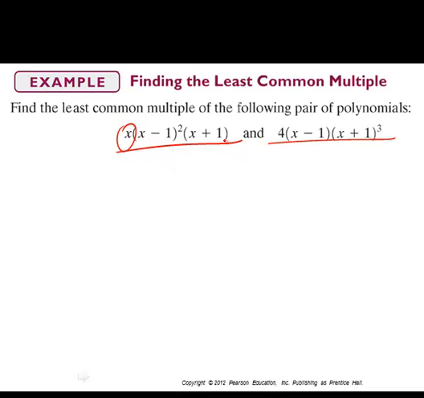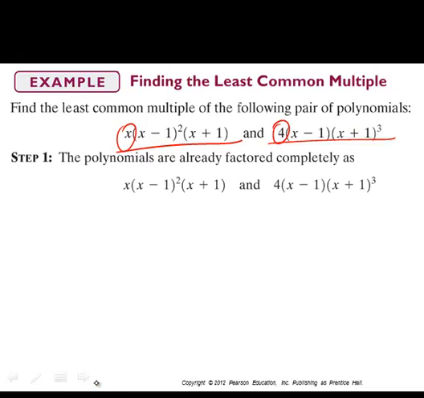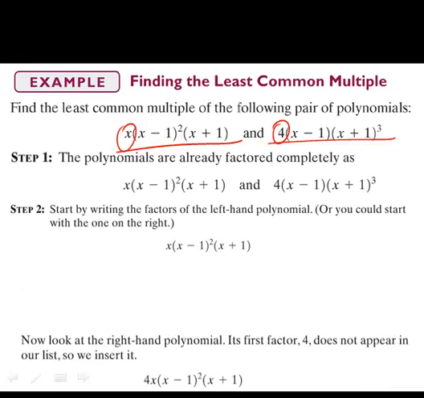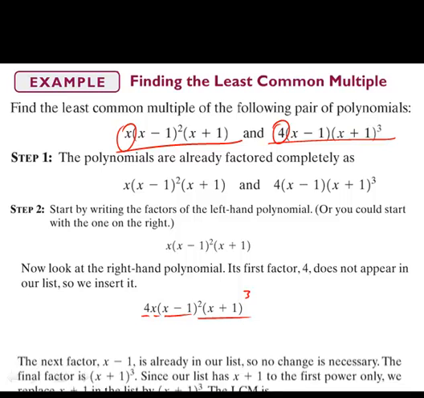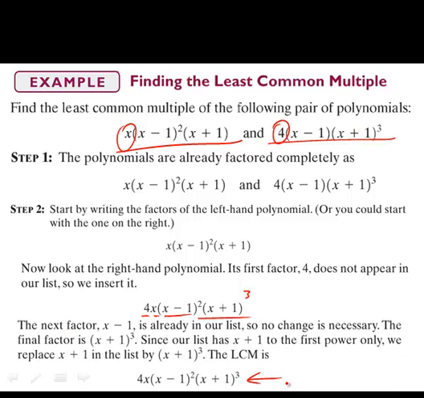Now let's look at the factor of x plus 1. There's one factor of x plus 1 here, there's 3 over here. Our LCM is going to have 3 factors of x plus 1. Finally, let's take a look at this factor of 4. There's one factor of 4 to the right, none on the left, so our LCM is going to have a 4 as well. So, drum roll, our LCM is going to have to be 4 times x minus 1 squared times x plus 1 cubed. Okay? So there's our LCM there.